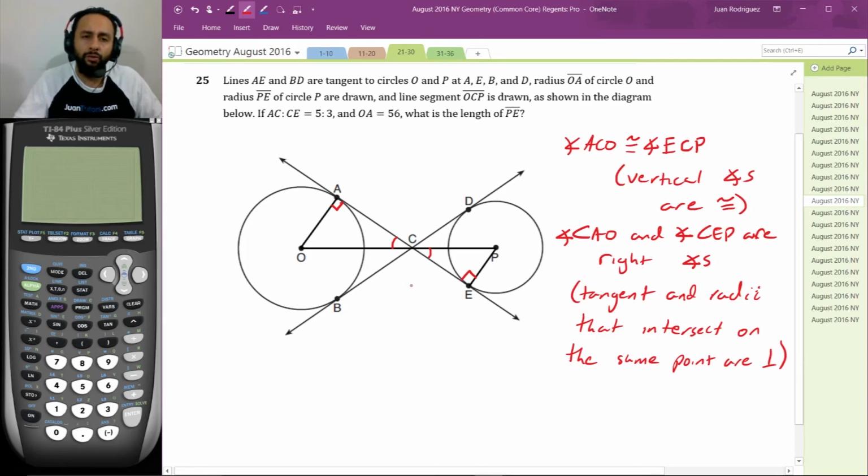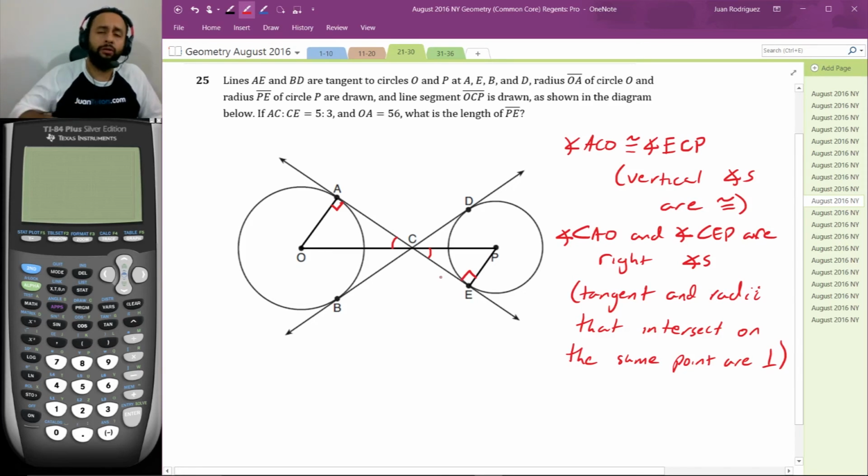And then you have to say that angle OAC and angle PEC are right angles, and the reason for that is that perpendicular lines form right angles. And then you have to say that angle CAO and angle CEP are congruent because right angles are congruent. That would be if you had a statement-reason problem, so that would be like a part 3 or part 4 problem.